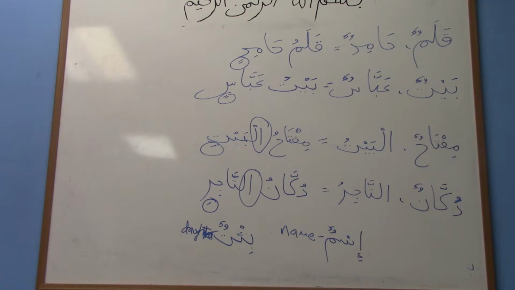مفتاح السيارة. Good. How do you conjugate مفتاح السيارة? Perfect. Everyone. مفتاح السيارة. Good. ما معنى مفتاح? The key. Good. السيارة ما معنى? The car. So مفتاح السيارة means the key of the car, or the car's keys.